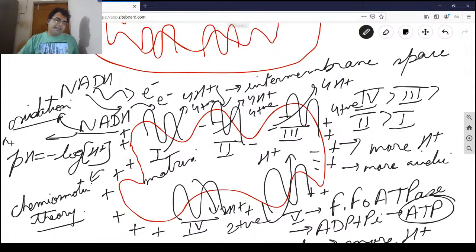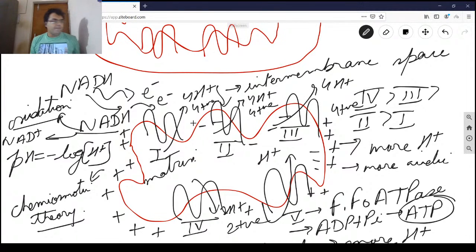NADH will become NAD plus. That is oxidation after the transfer of electrons. Then when complex 1 transfers to complex 2, the intermediates of complex 1 will be oxidized, and so on. When they transfer, they are reducing the next partner and oxidizing themselves.